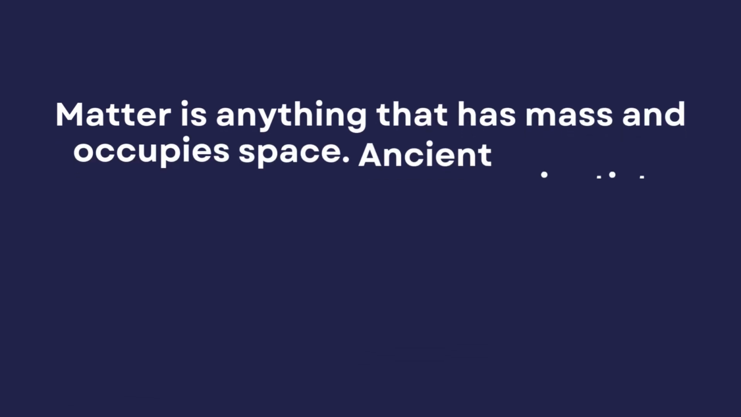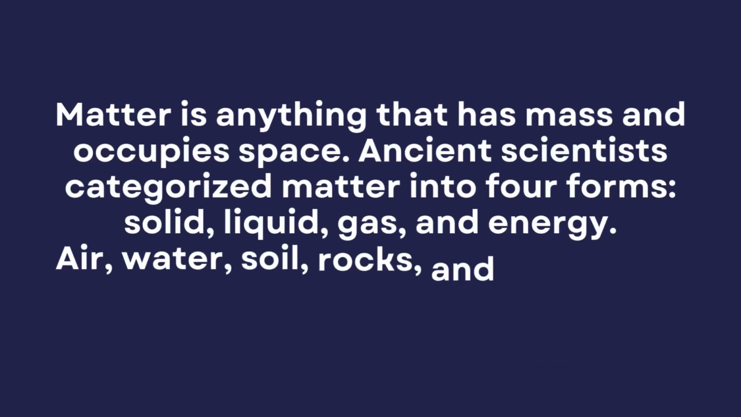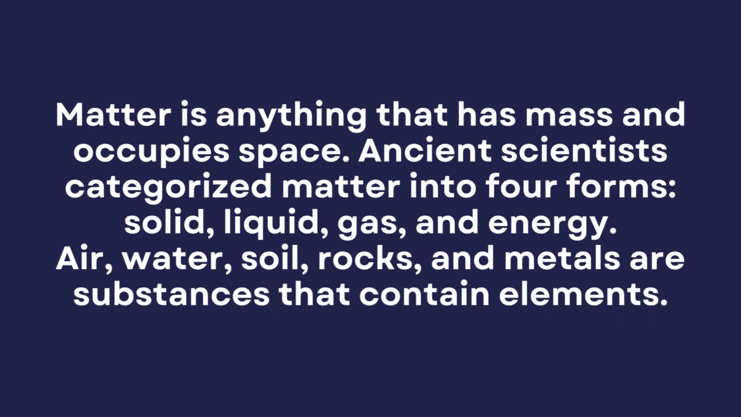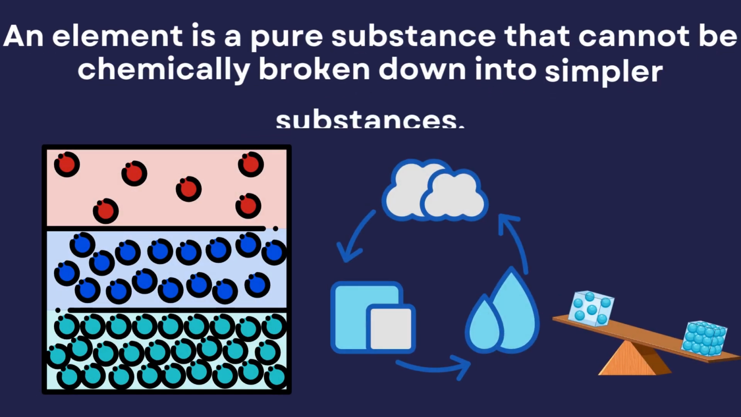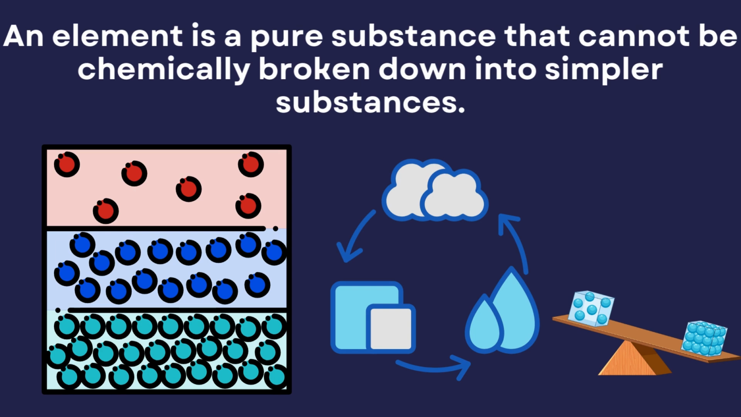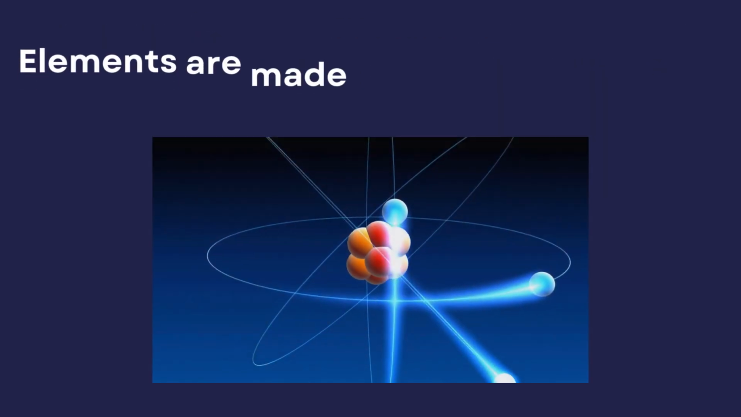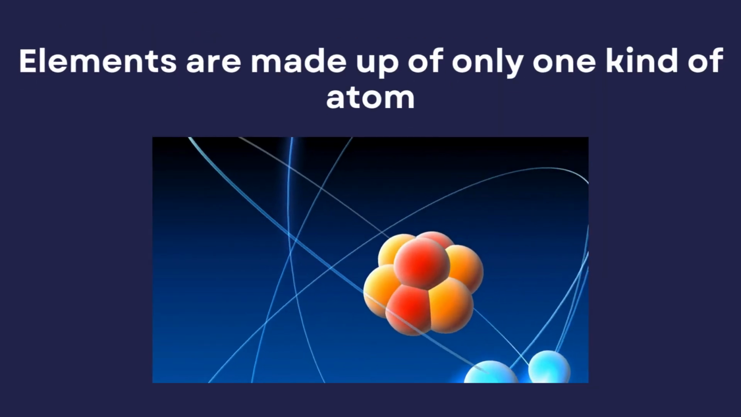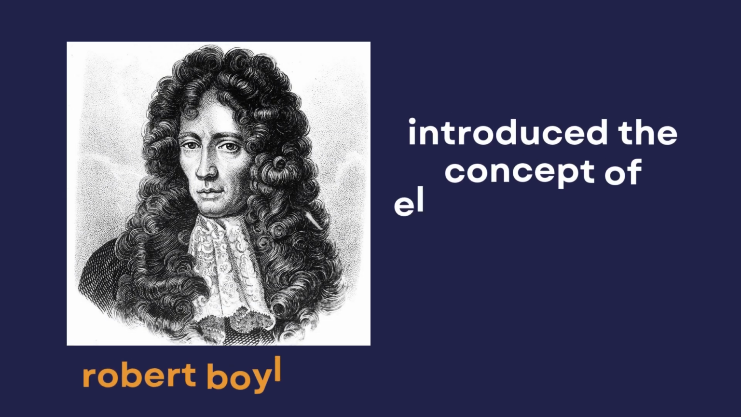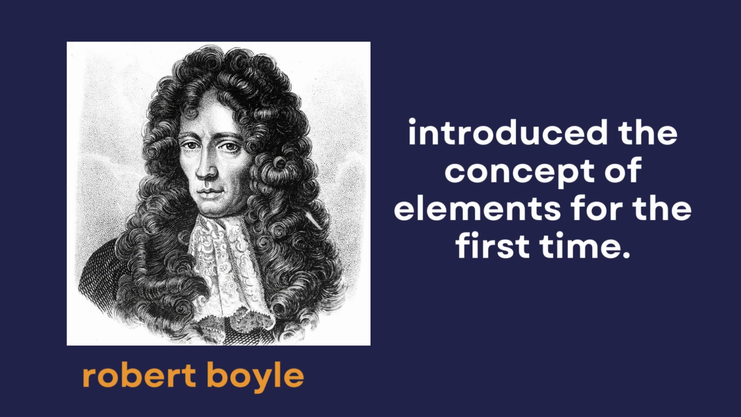3.1 Elements. Matter is anything that has mass and occupies space. Ancient scientists categorized matter into 4 forms: solid, liquid, gas, and energy. Air, water, soil, rocks, and metals are substances that contain elements. An element is a pure substance that cannot be chemically broken down into simpler substances. Elements are made up of only one kind of atom. Robert Boyle introduced the concept of elements for the first time.